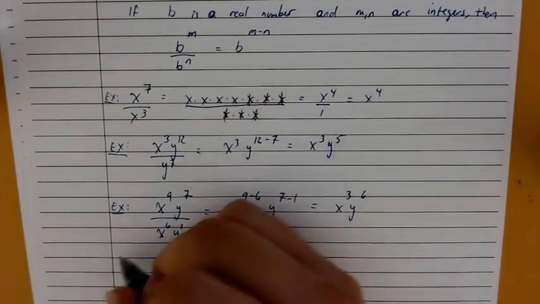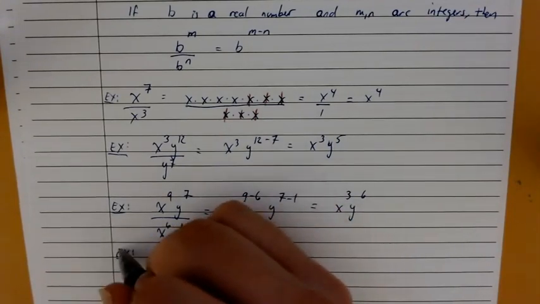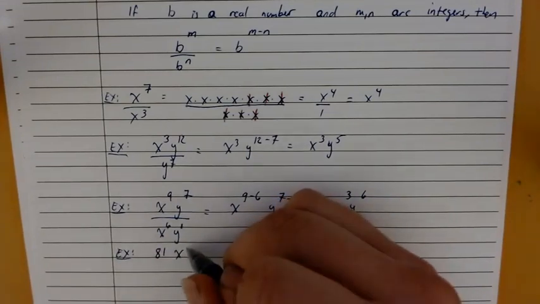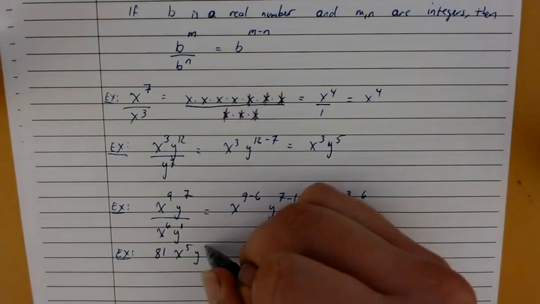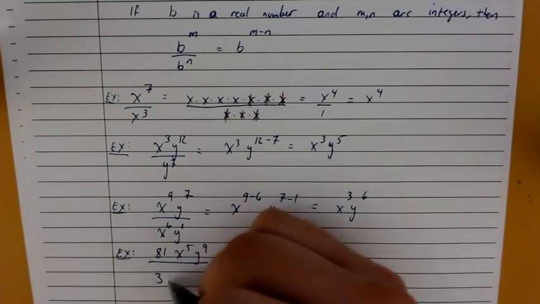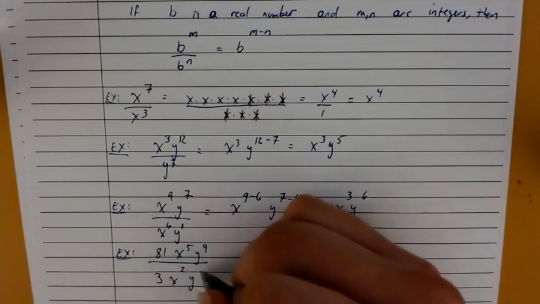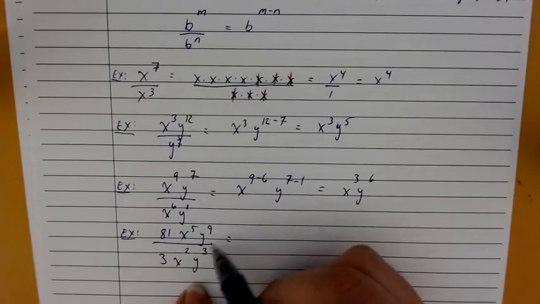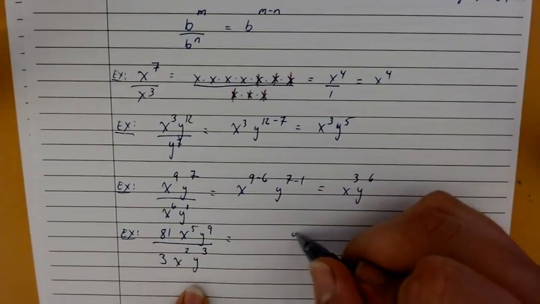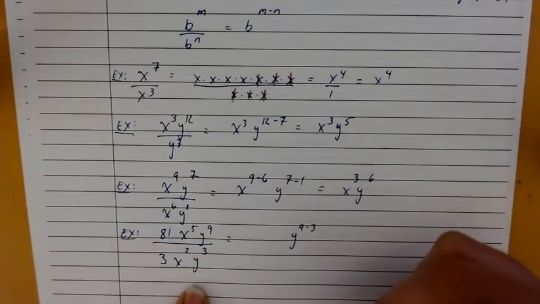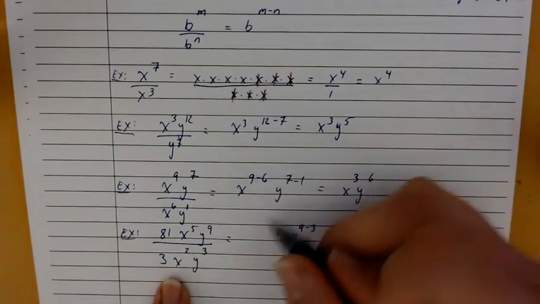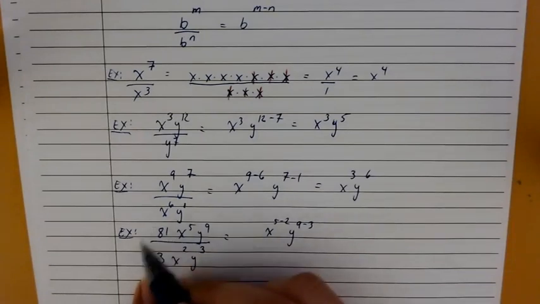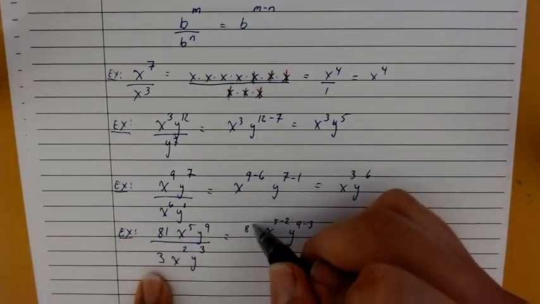And if you have any constants, well then those get treated the way they normally get treated. For example, if I have 81 x to the 5th power y to the 9th over 3 x to the 2nd y to the 3rd, well then here y to the 9th over y to the 3rd, that's y to the 9 minus 3. X to the power 5 over x to the power 2, that's x to the power 5 minus 2. And here, these are just regular numbers. You just divide them. You take 81 divided by 3.